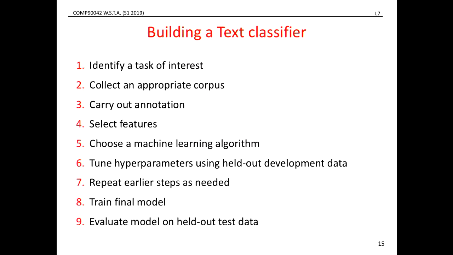Okay, so how do we do this? These are the key steps of building a text classifier. So we identify our task, collect our corpus, carry out the annotation. For steps 1 through 3, most of the time, if you're doing a task that's of interest to others, there are corpora out there, they've already been framed as a task, the classification label has been established, the data has been annotated. And you would often start off at step 4.